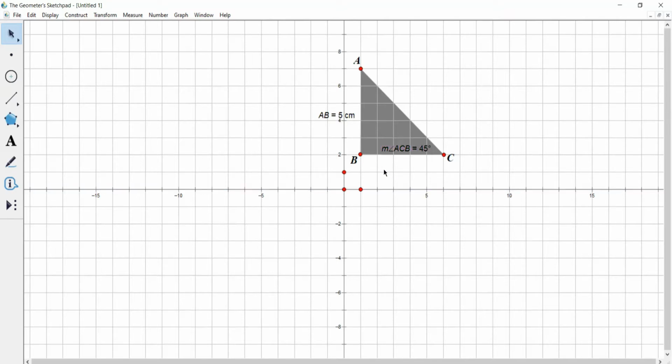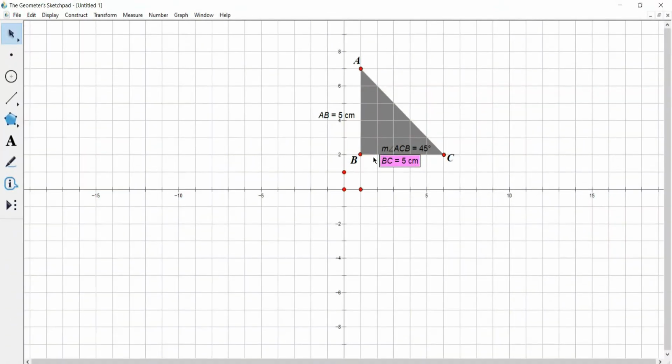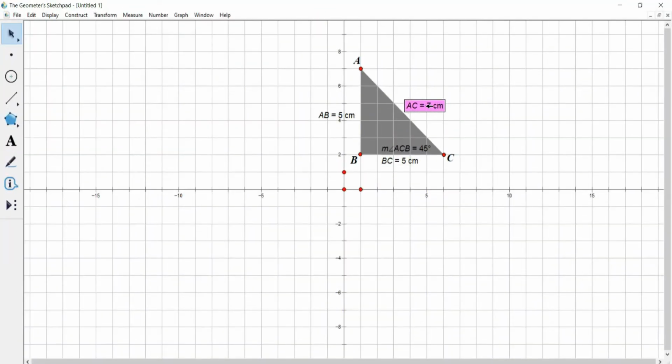So now let's measure BC. When we measure BC, BC is the adjacent. BC is also 5 centimeters. All right, nice. So now let's measure AC. We measure AC and that's 7 centimeters. Now remember AB, this side is our opposite, BC is our adjacent, AC is our hypotenuse. All right, lovely.